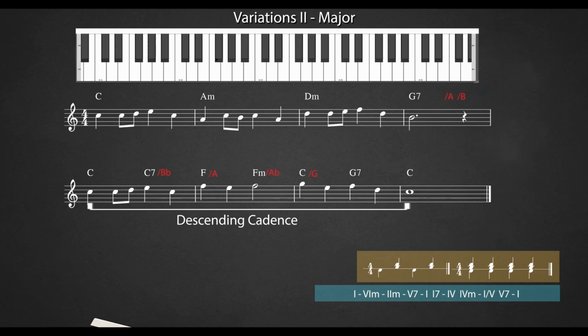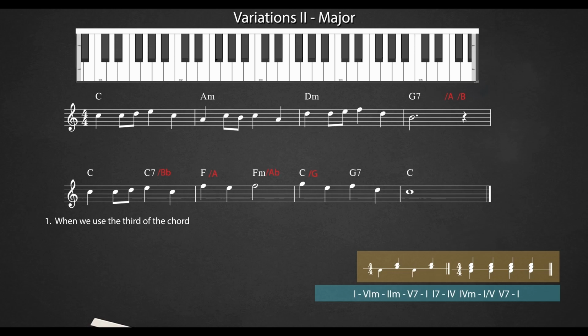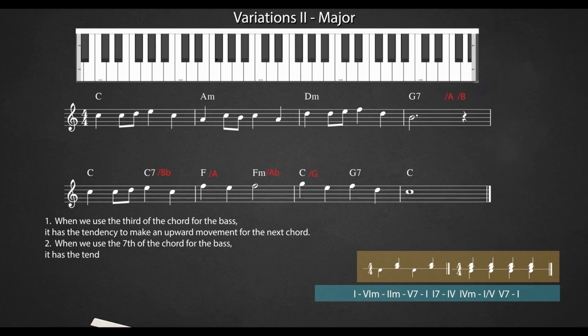There are two important issues that I want to give you here. It is about the movement of the bass. When we use the third of the chord for the bass, it has the tendency to make an upward movement to the next chord. When we use the seventh of the chord for the bass, it has the tendency to go downwards for the next chord.